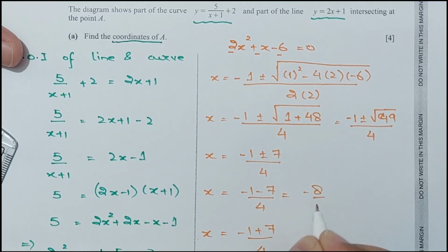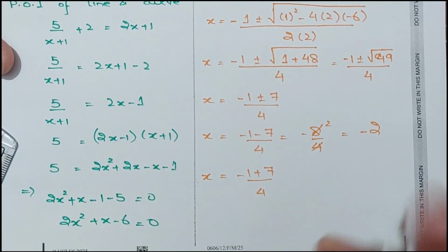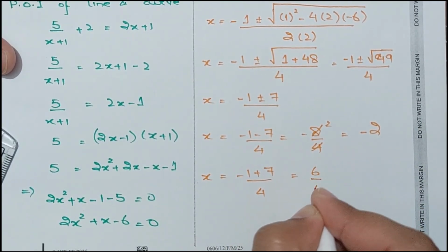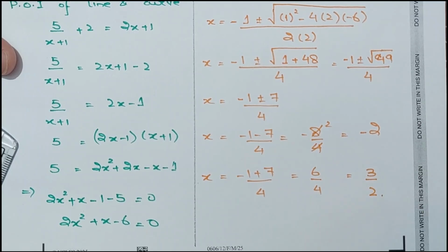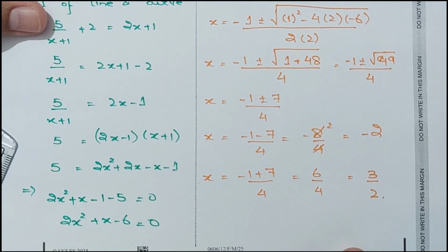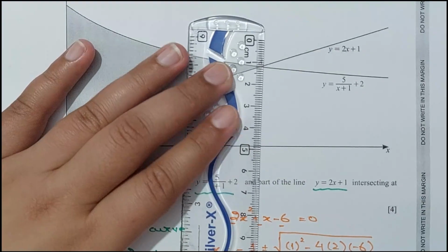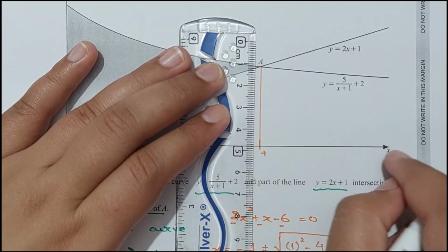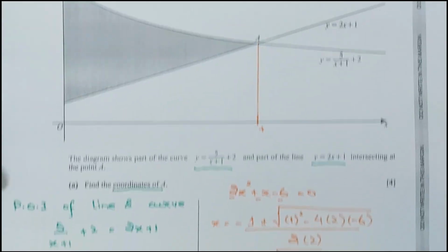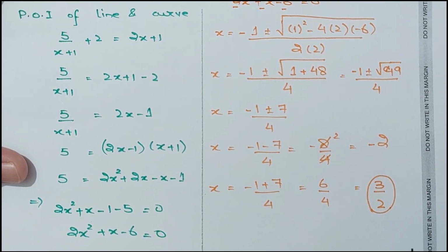So this is minus 8 over 4, 4 times 2 is 8. This is negative 2, right. The other one is 6 by 4, and that is 3 by 2, since 2 times 3 is 6, and 2 times 2 would be 4. Which x coordinate of A do we have to use? For A, the point of intersection of the line and the curve, at this point the x should be positive. Here you can see x is positive, so pick the positive value of x. This is the x coordinate for the point A.